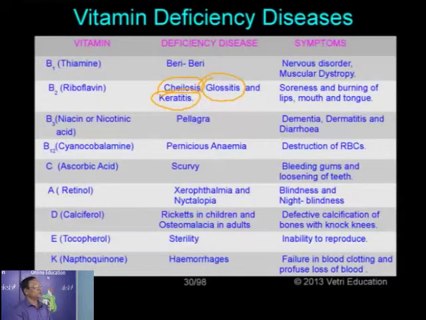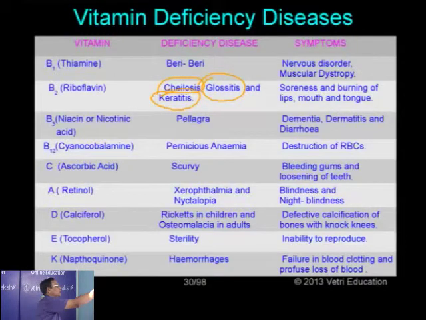So cheilosis, glossitis, and also burning of the lips, mouth and tongue. We have another word, for example, stomatitis. The mouth is affected. So there is soreness and burning of the lips, mouth and tongue because the epithelial cells are affected, as this vitamin is responsible for the normal growth of the epithelial cells.